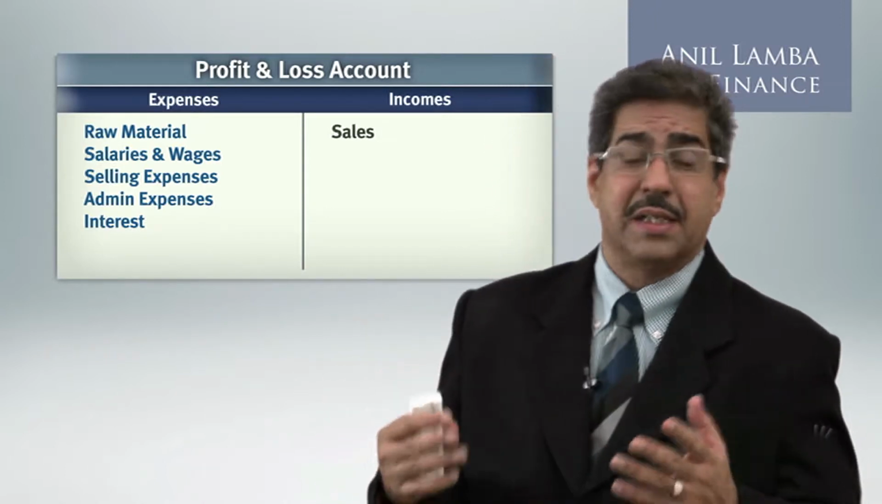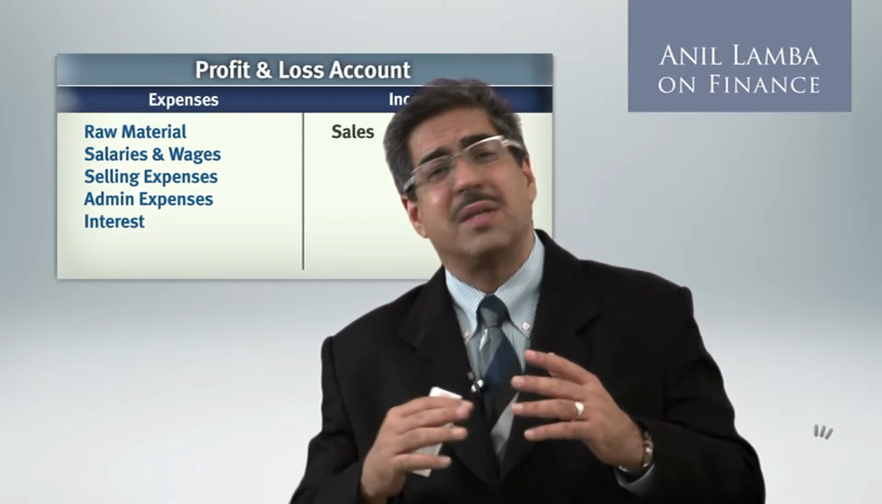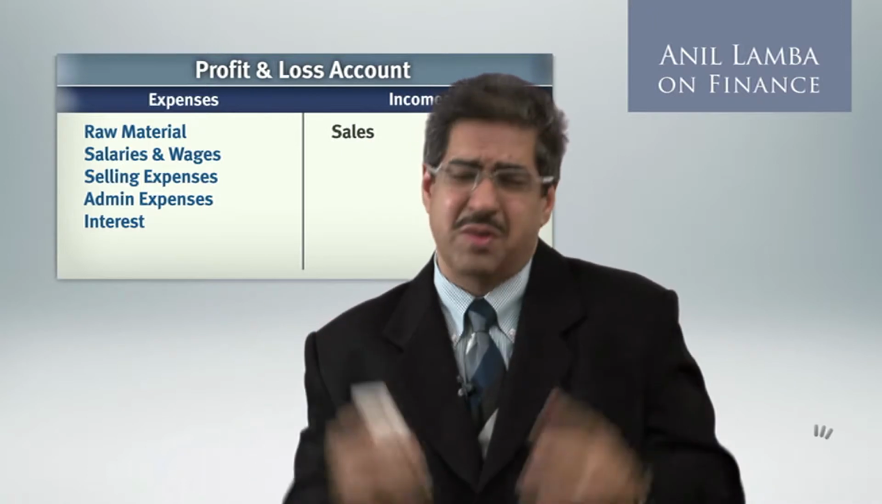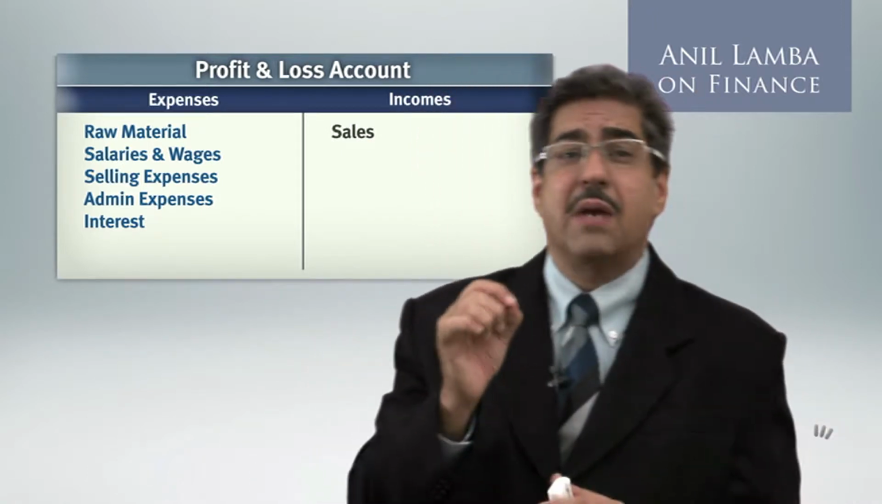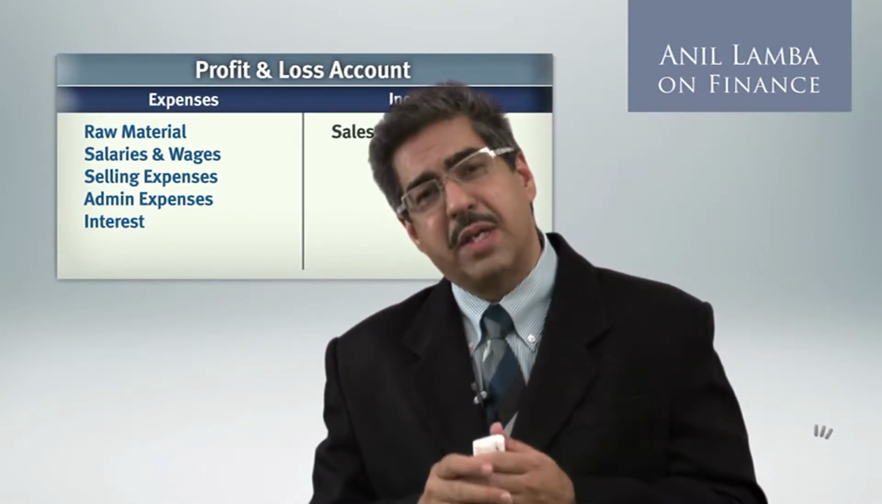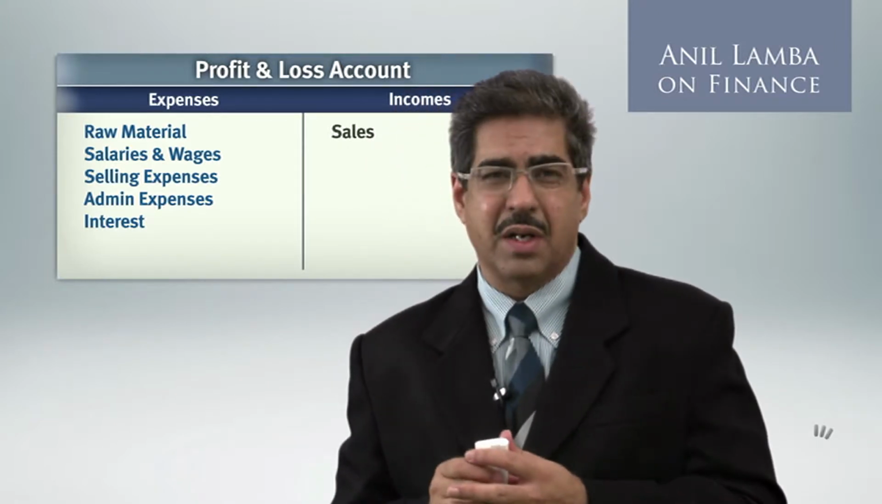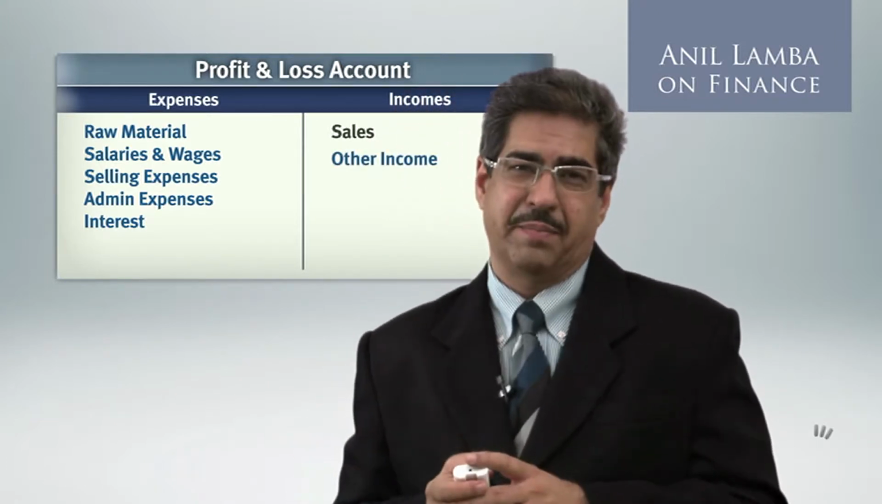Or you may happen to sell scrap. Or you may have sold some piece of property that you don't need anymore. You're not in the business of trading in property, but you happen to do it. When you earn income from non-core activities, such items appear under a heading called other income.